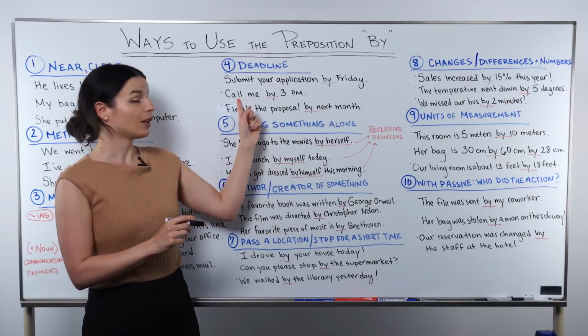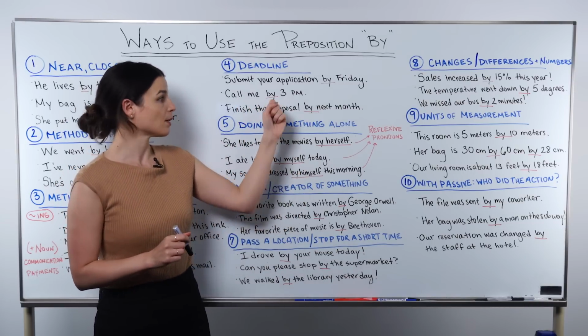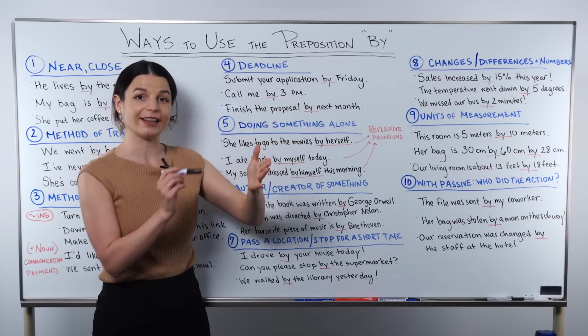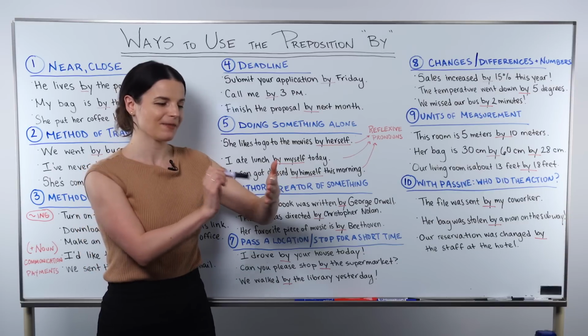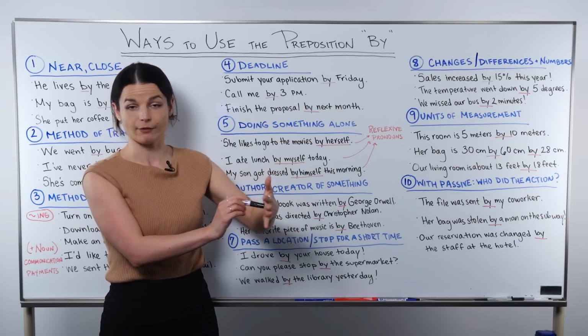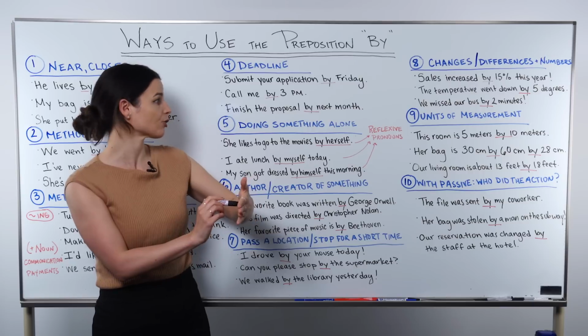The next example, call me by 3 p.m. So by is before the deadline for something. So 1 p.m. is okay, 2 p.m. is okay, 3 p.m. is the last chance that you have. So by comes before our deadline, our stop point for the action.